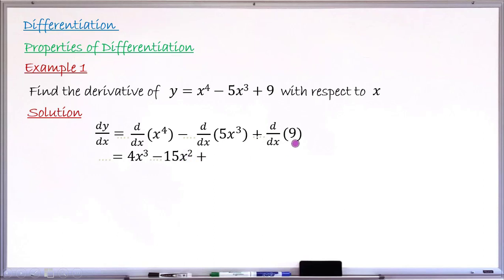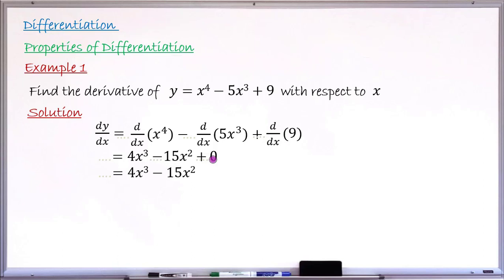I continue. Then the derivative of 9. 9 is just a constant number. We have just learned in this lesson, property number 1, the derivative of a constant number is 0. So the derivative of 9, as 9 is a constant number, is going to be just 0. So addition of 0 to this simply gives us 4x raised to 3 minus 15x squared. This is the derivative of this function y.